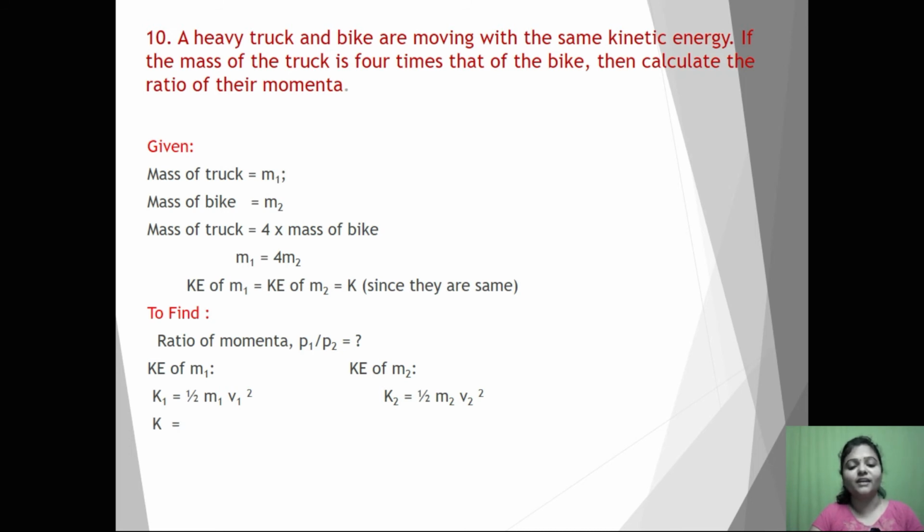Now it is given that the kinetic energies are the same. So we are going to replace K1 and K2 by K. So K is equal to half m1 v1 square. Similarly on this side also K is equal to half m2 v2 square. Now from these two equations we are going to find the expressions for v1 and v2. So v1 square is equal to K into 2 divided by m1. Similarly, v2 squared is equal to K into 2 divided by m2.